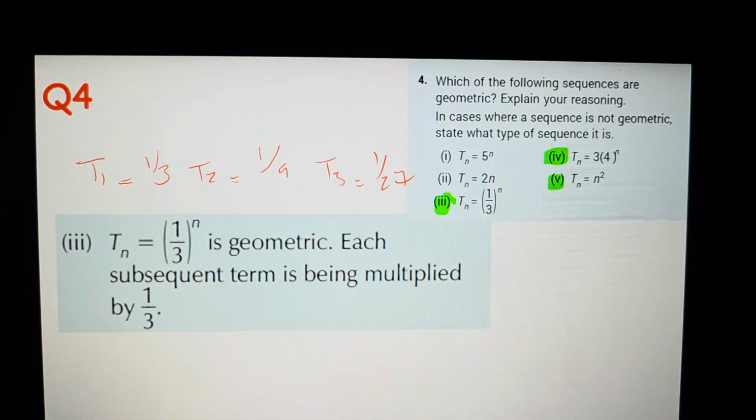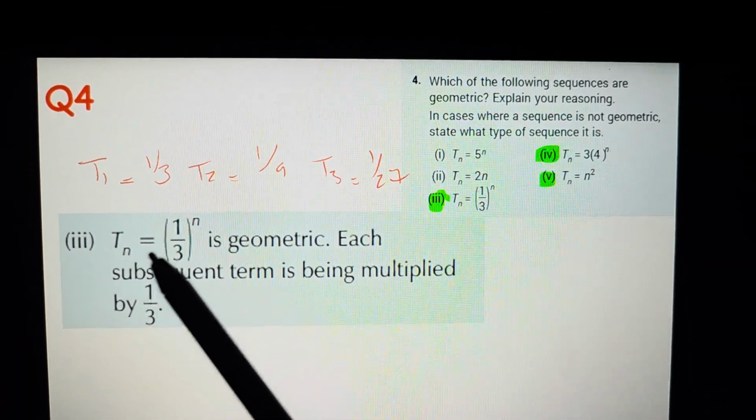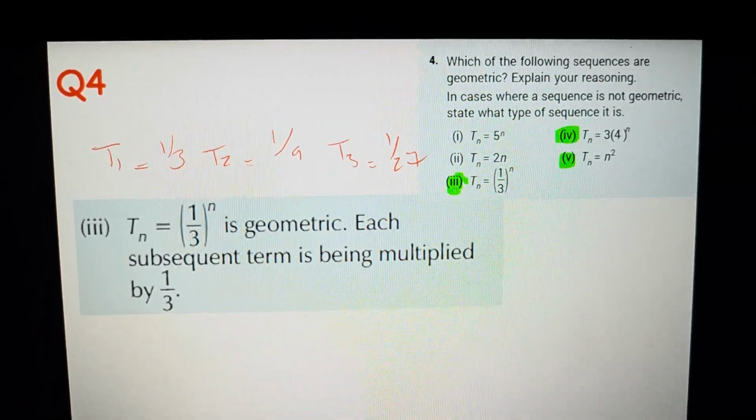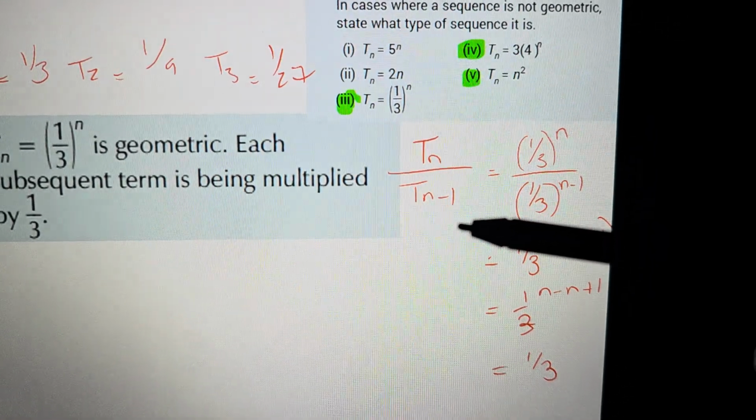Or you could do the general proof where you go and you get T of n minus 1, and then it would be a case of T of n divided by T of n minus 1.